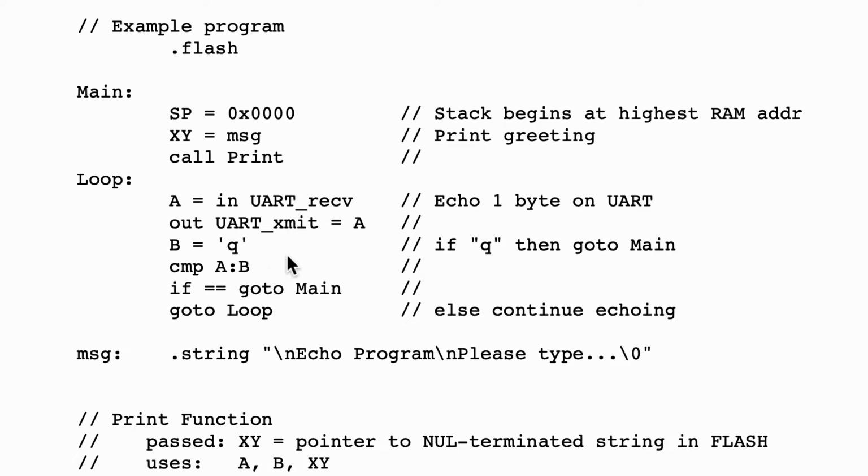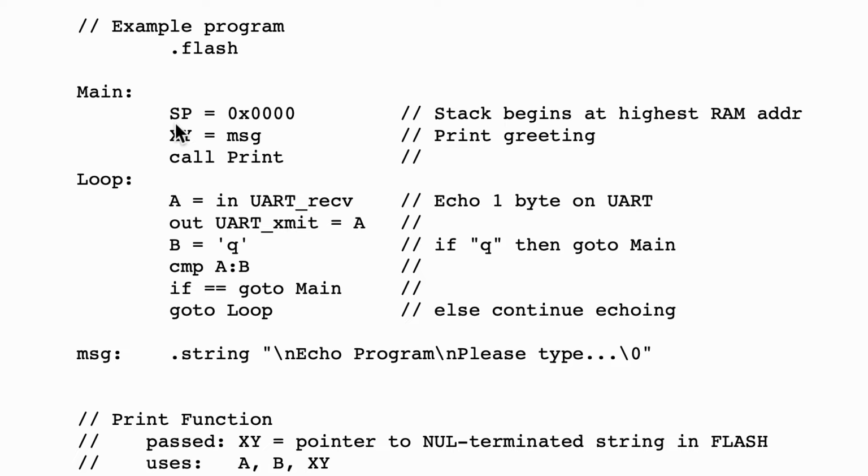So we could say where our variables will go. But we're not using the RAM in this example, except we are using the stack. We'll be using the stack when we call the print function, and so we need to initialize the stack pointer. So our first instruction is the load SP instruction, which moves the value 0 into the stack pointer register.